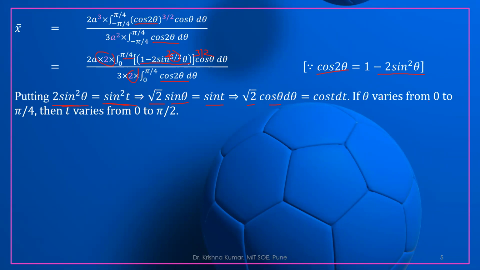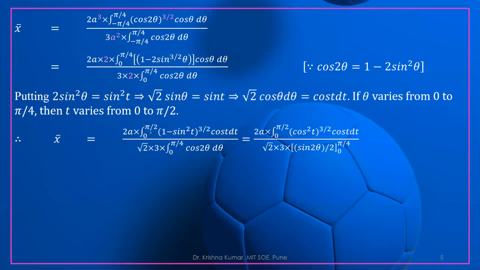If theta varies from 0 to pi by 4, then t varies from 0 to pi by 2. Correct? Because there is a 2 sign. Right? So if theta is equal to 0, t is equal to 0. If theta is equal to pi by 4, then t is equal to pi by 2. This is the limit.